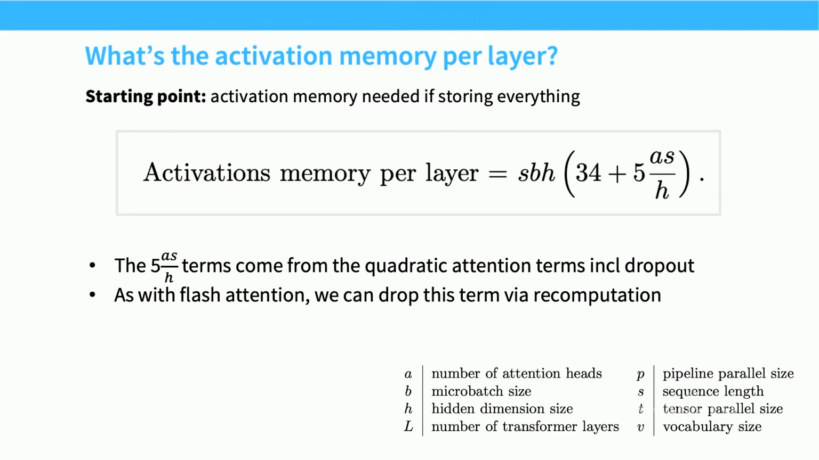And in case you're curious where the terms come from, this odd-looking term, the 5 AS over H, is going to come from the quadratic attention terms, including the dropout terms. And we can drop this term via recomputation if we do flash attention.